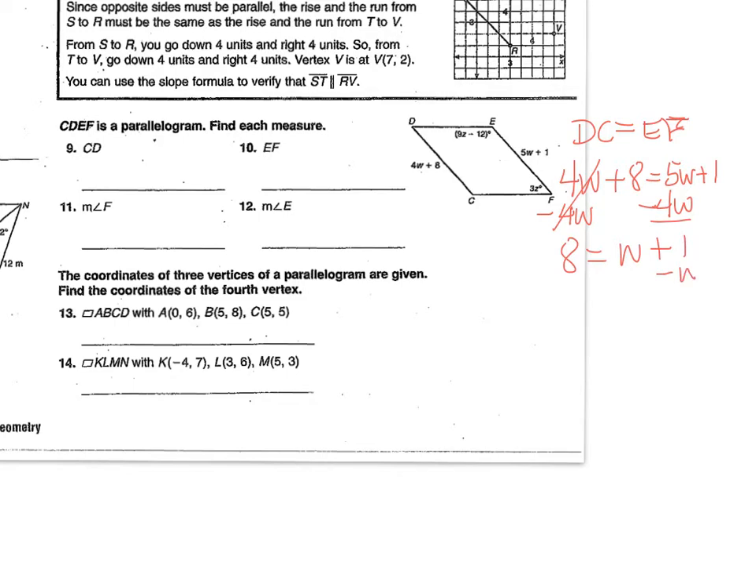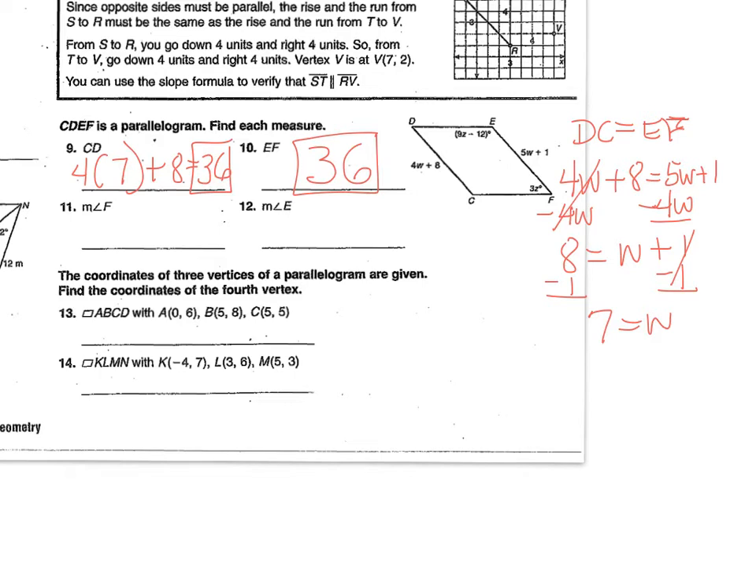Get rid of the 1, so minus 1 to the other side. So it's going to be 7 equals W. And they want me to find CD. So for CD, I just plug the 7 into 4W. So it's going to be 4 times 7, 28, plus 8 is 36. And 36 is the measurement of CD. EF must be the same thing, so that's also 36.